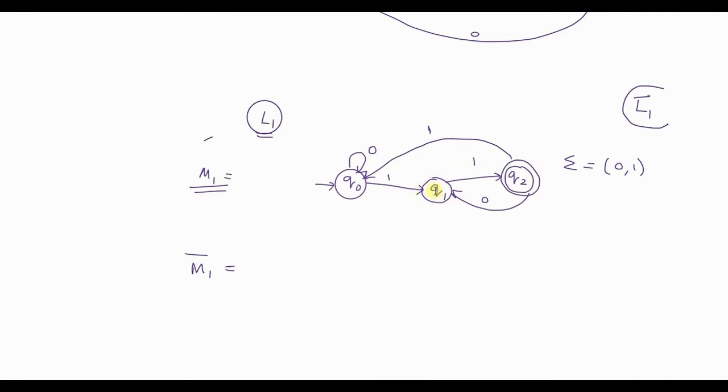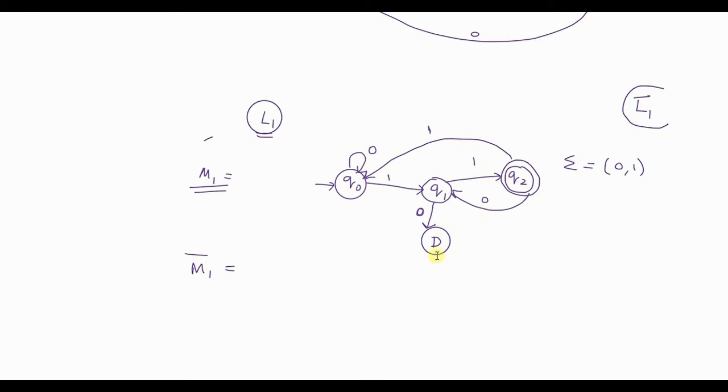Okay. So Q1 on 1 goes to Q2. But Q1 on 0, the transition is missing. So as the first step, you have to create a new state. I will just call it state D, a dead state. And then for whichever transitions are not defined yet, you have to extend a transition from that state Q1 to D on that missing input symbol, which is 0.